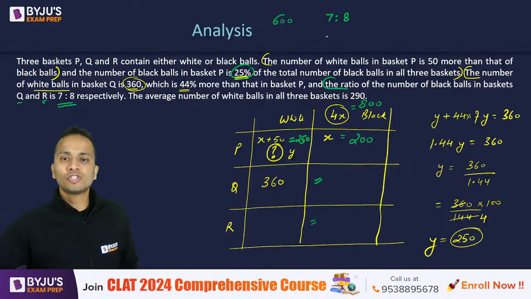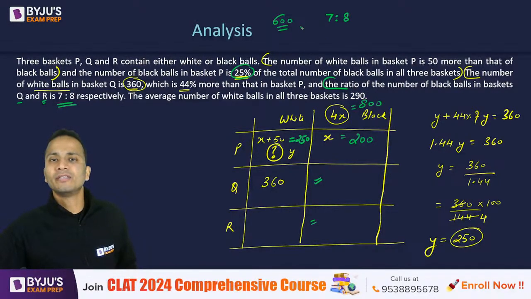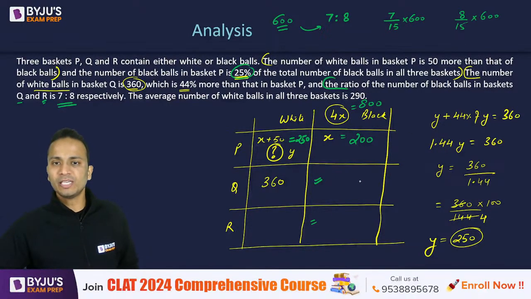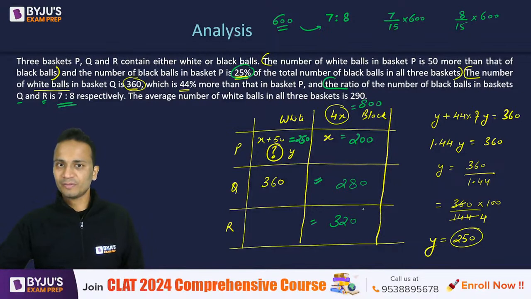So if I'll divide 600 in the ratio 7:8, so it will be 7 upon 15 multiplied by 600, simple task of ratios, 8 upon 15 into 600. So these numbers will come out to be 280 and 320. Clear? Okay. Now I've got 5 cells already. I've got the values in the 5 cells. Only one of the values is remaining.